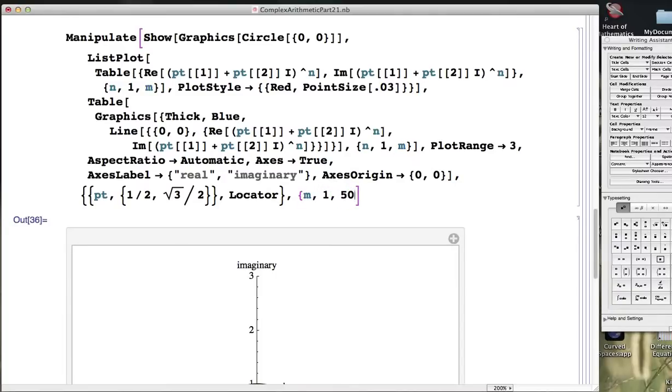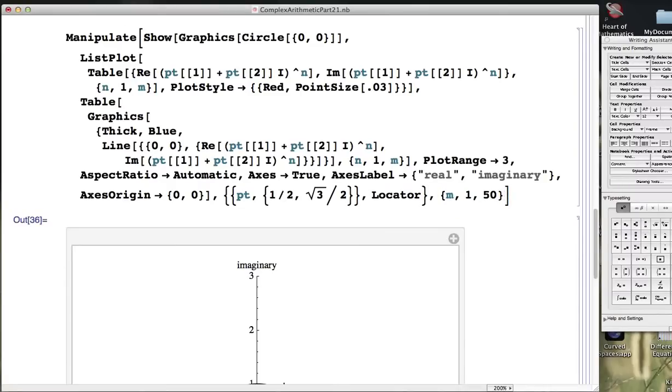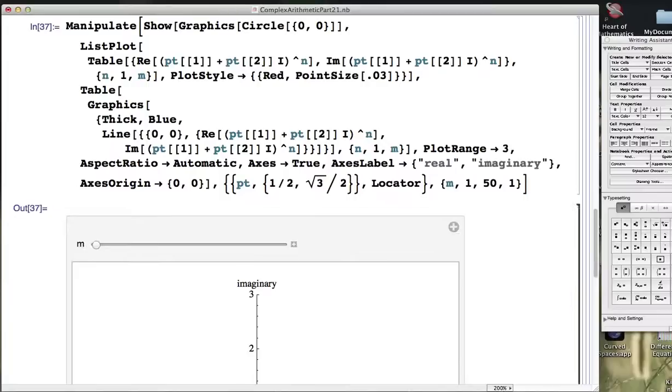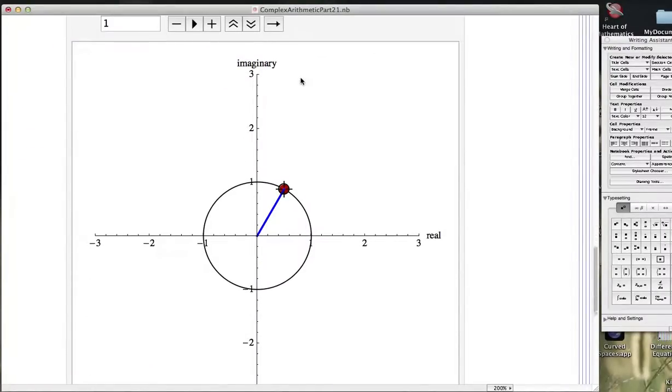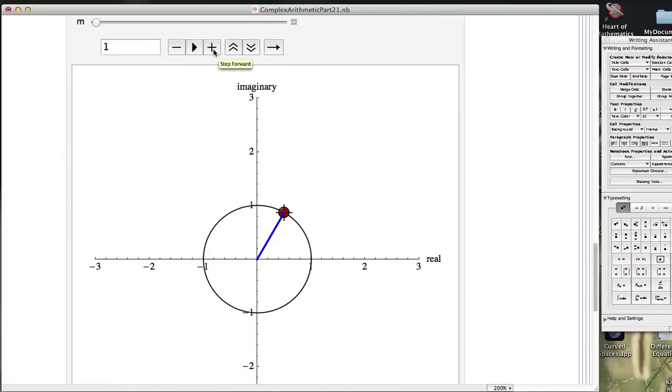Now if I just leave it like this, that won't quite do what I want, because unlike Table, where the thing that's changing is assumed to go up by integer values, within Manipulate that doesn't happen. Manipulate assumes, if I just do this, that m is going to be a continuous variable going from 1 to 50. To make it go up by integer values, I need to add an extra comma 1 here. And that gives me a slider. You can see that I can increment up by 1 or let it run to see the higher and higher powers. Let's step forward by 1 each time.